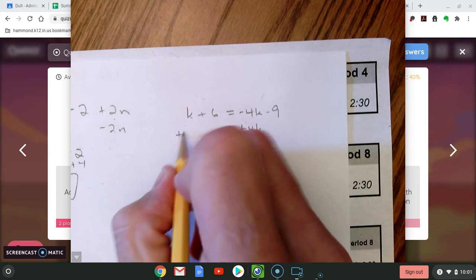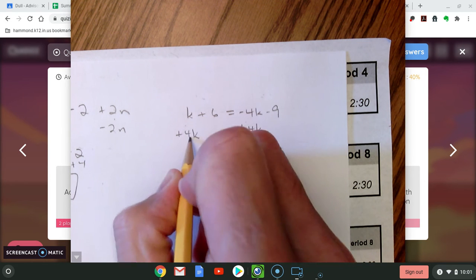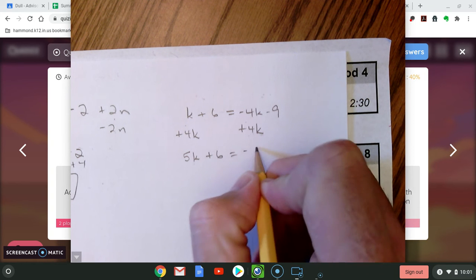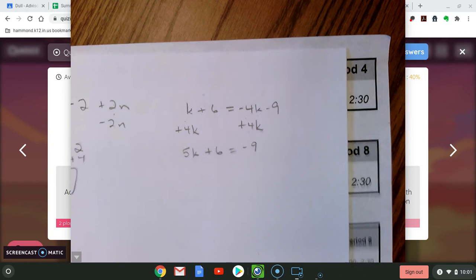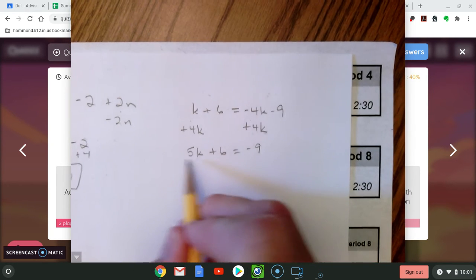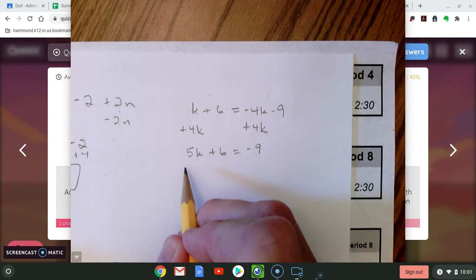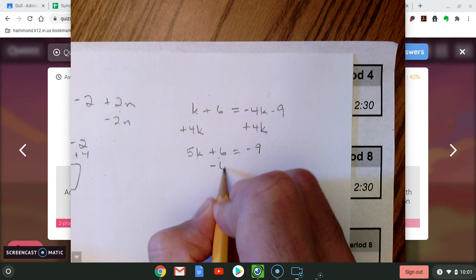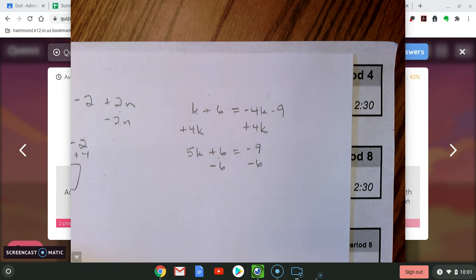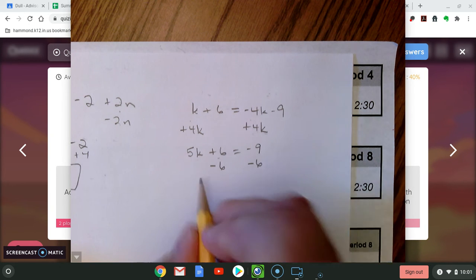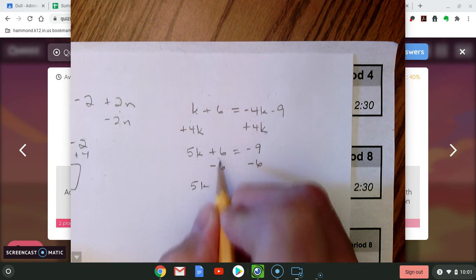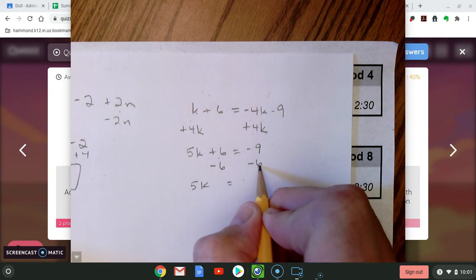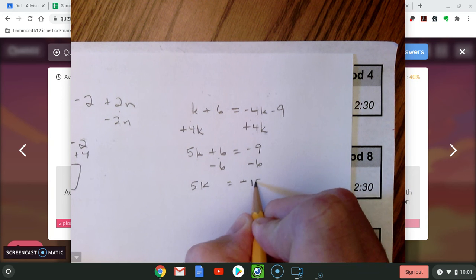So adding 4k here and here, 1k plus 4k is 5k plus 6 equals negative 9. So what could I do from here? I'm still trying to keep my variable term for last, right? So I'm not going to tackle the 5k right now, but I need to undo adding 6. So positive 6 minus 6 goes to 0. Negative 9 and negative 6 is going to give me negative 15.